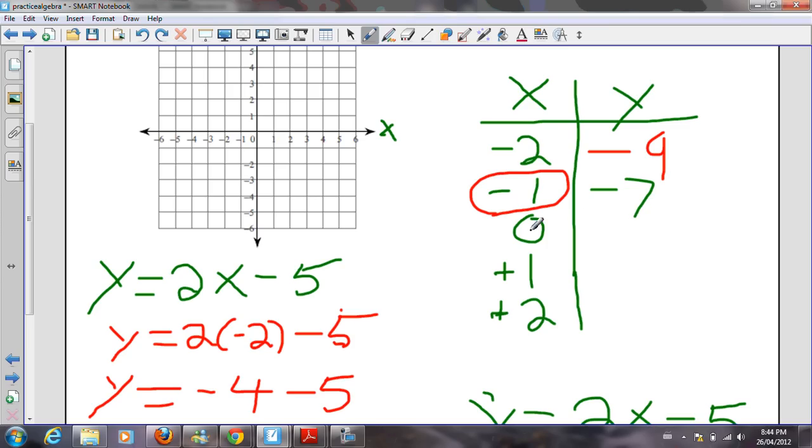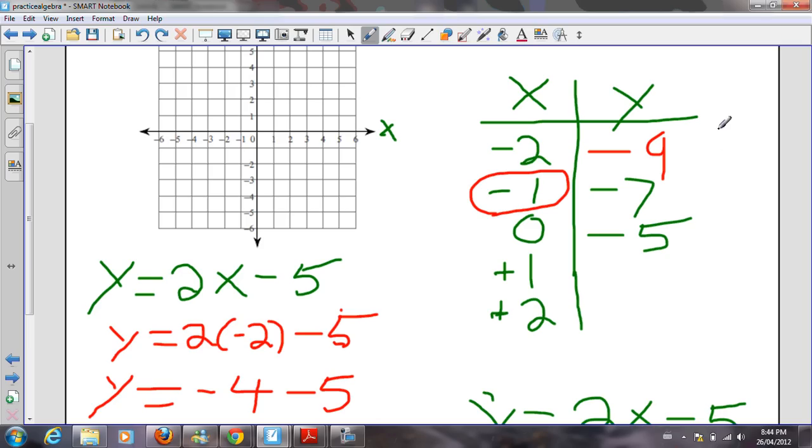I'm going to do one more because 0 is really easy to plug into any formula. If we put 0 into here for x, it's going to be 2 times 0. Well, 2 times nothing is still nothing. Take away 5 from nothing, and we're going to be minus 5.